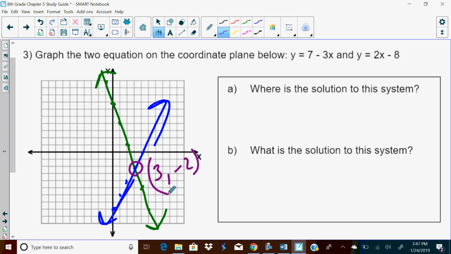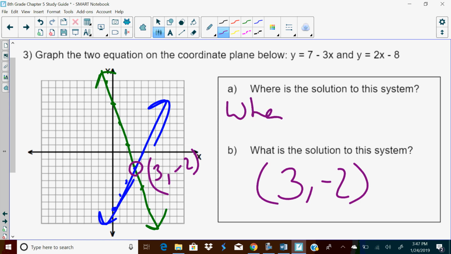So it says, what's the solution? That's actually my solution. And for part A, it says, where is the solution? And we want to say where the two lines cross is what you're looking for.